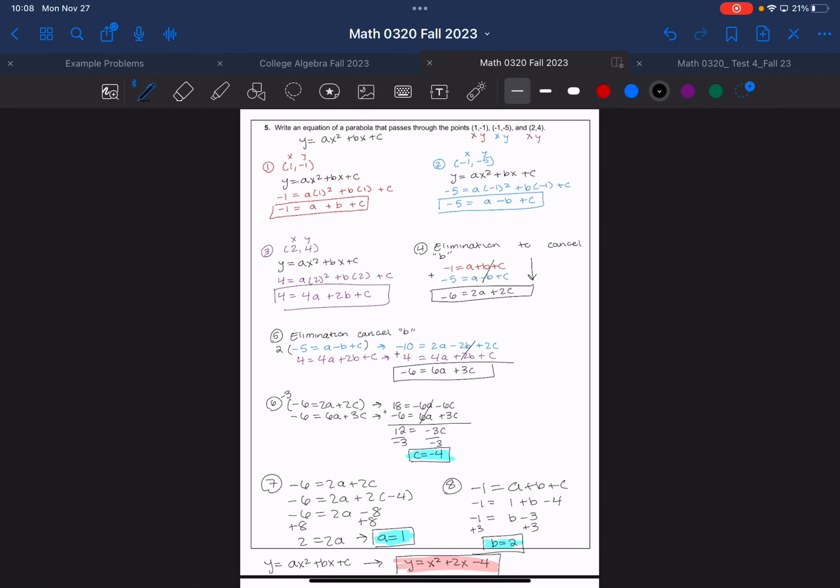You're not going to be tested on this. This is just a modeling example, how if we're given some information, you're able to still find a parabola.